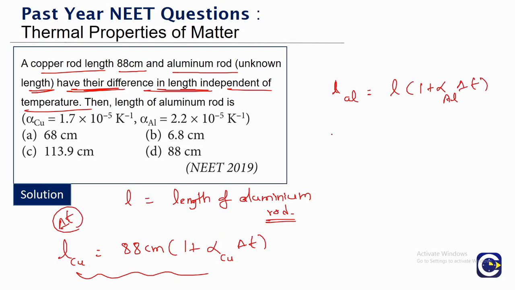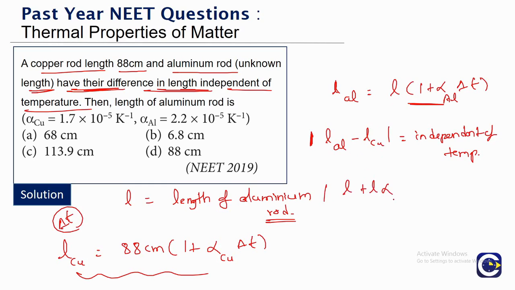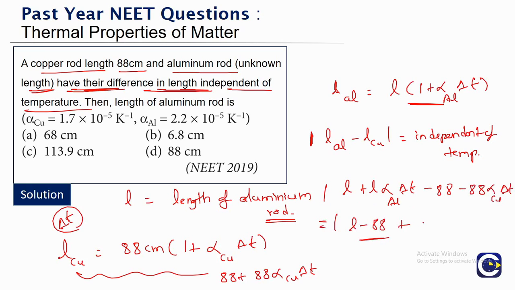So they are saying the difference in length of aluminum and copper is independent of temperature. Okay, so look at this, we'll subtract. The difference will be L plus L into alpha aluminum into delta T, minus 88 plus 88 alpha copper delta T. So here there is this term L minus 88 that is anyway independent of temperature. The other term is L into alpha aluminum minus 88 into alpha copper, and this entire thing is multiplied by delta T.